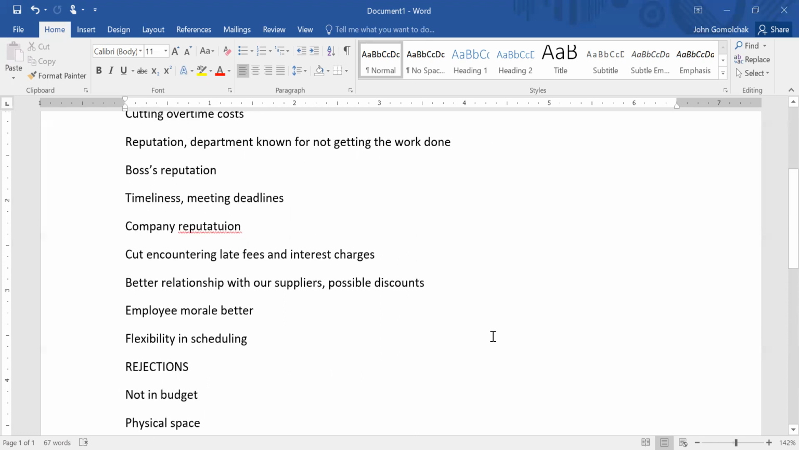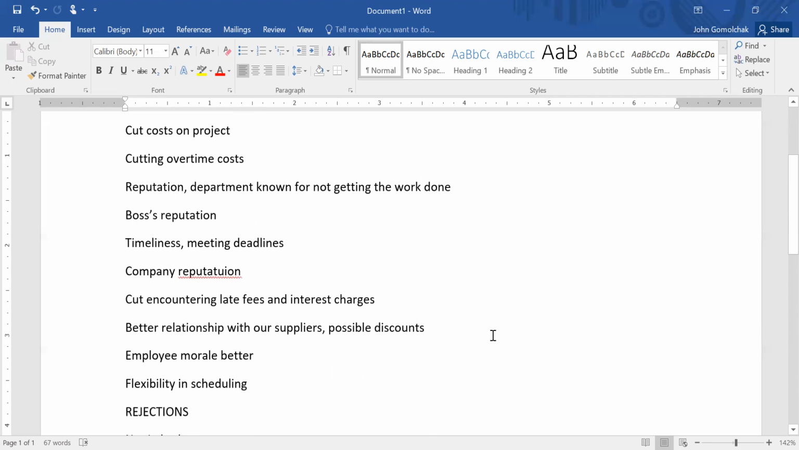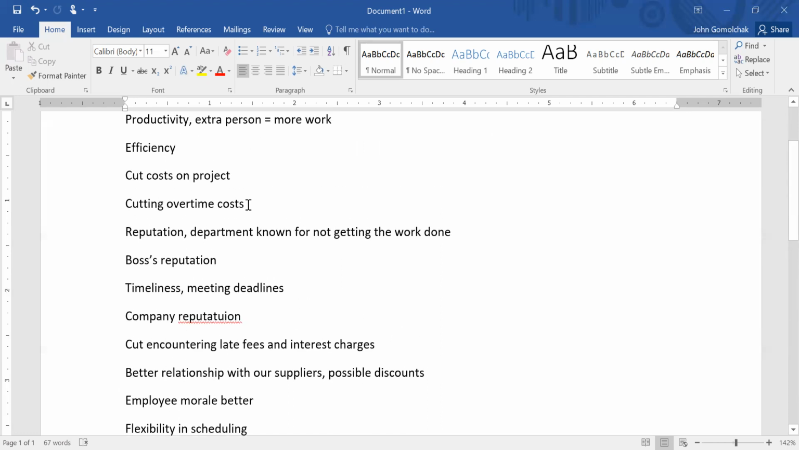So now we've argued against all of his rejections. Now we can go back into our reasons why we want to do this and how it can help the company and him, or we could have done that first. How you arrange it in the letter is entirely up to you. But all right, so cutting costs on projects and cutting overtime costs, we've dealt with that. Efficiency, I want to get to that. The reputation here is also something that I think we should deal with. So let's deal with reputation.